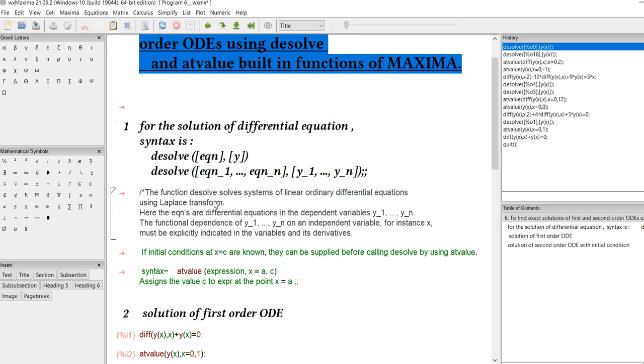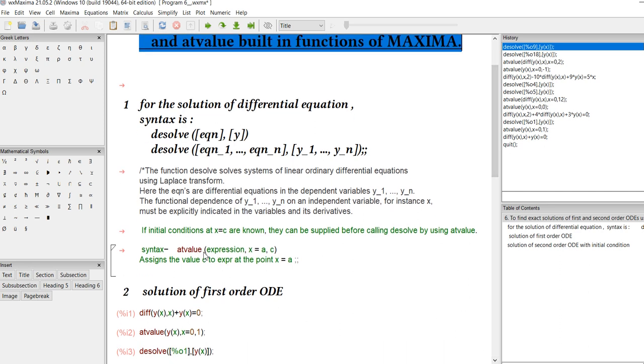The desolve function uses the Laplace transform. This is an initial value problem we will solve here, and for this the atvalue built-in function is used in Maxima. We will assign the value of y at x equal to a, and this is the syntax to write the value of y at point a.